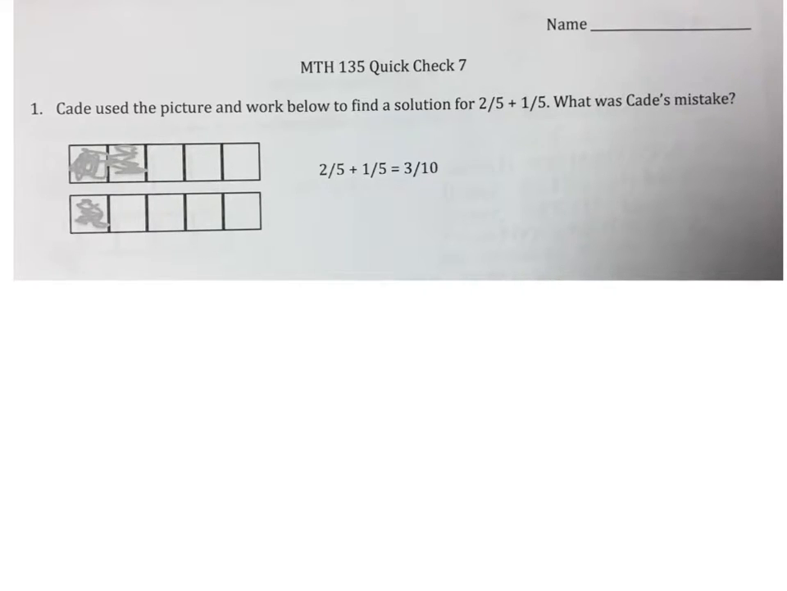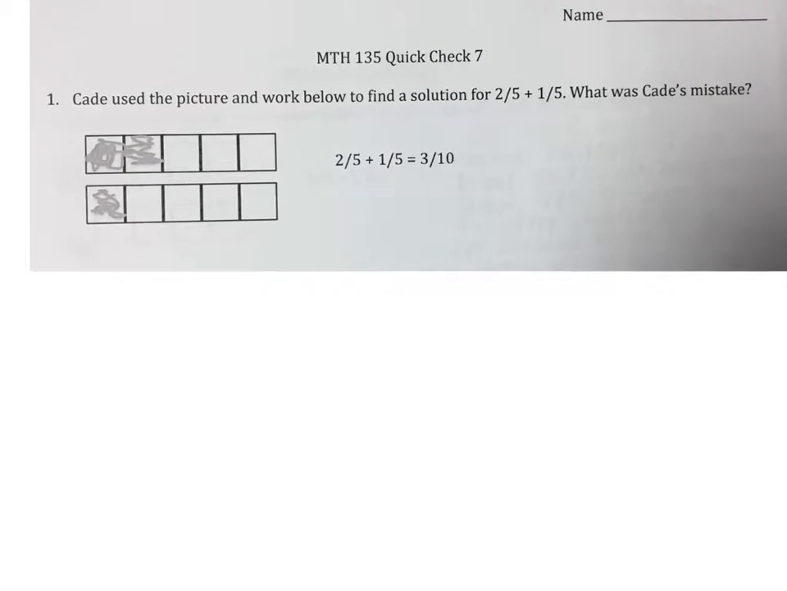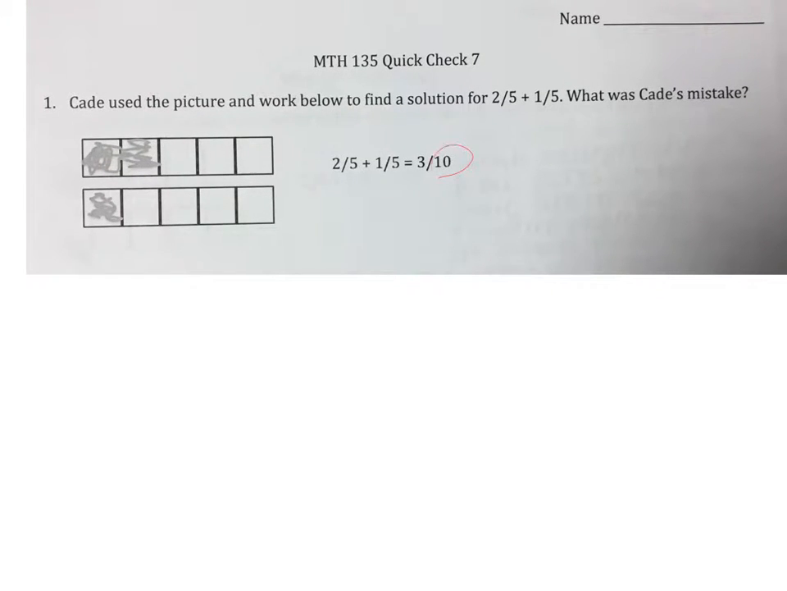And like we talked about in class on Monday, when you get tenths, that means your whole has been divided into 10 parts, where the original problem is saying your whole is divided into 5 parts. So Cade's mistake is that he's changed the whole. And he's changed the whole from this to 2 of those.